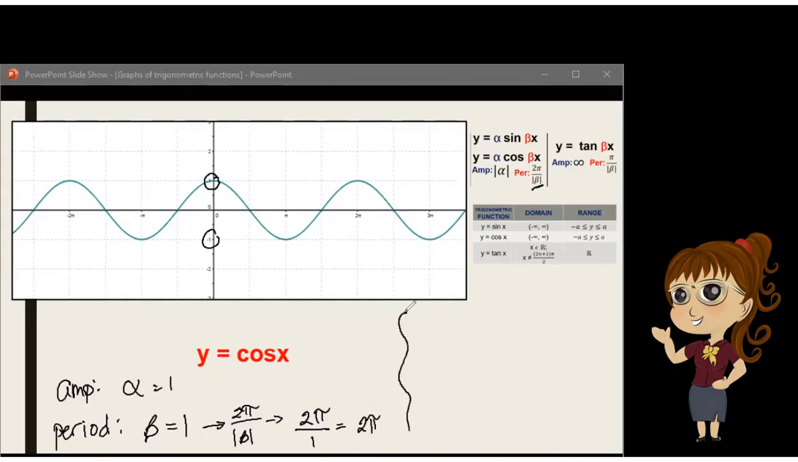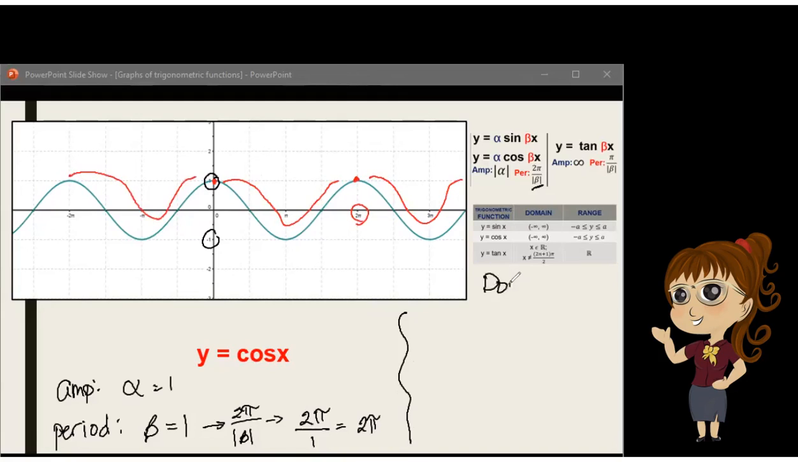So, we already have the amplitude and the period. Let's see how 2 pi is reflected here. Let's say we start here and then we end there. So, it's really 2 pi because that's one repetition. When we arrive here, the graph repeats again. Every 2 pi, our graph repeats. That's what the period means.